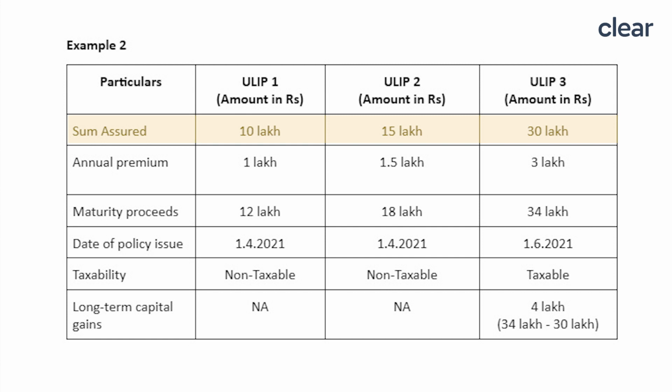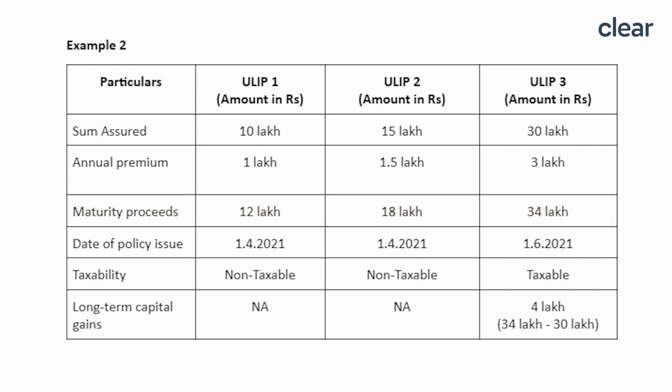Let's take a look at another example. Suppose Mr. Ahuja purchased ULIP 1 of value Rs 10 lakh, ULIP 2 of value Rs 15 lakh, and ULIP 3 of value Rs 30 lakh respectively with a maturity period of 10 years. The annual premium paid for ULIP 1 is Rs 1 lakh, for ULIP 2 is Rs 1.5 lakh, while for ULIP 3 it is Rs 3 lakh. After 10 years, the maturity proceeds of ULIP 1 is Rs 12 lakh, for ULIP 2 is Rs 18 lakh, while for ULIP 3 it is 34 lakh.